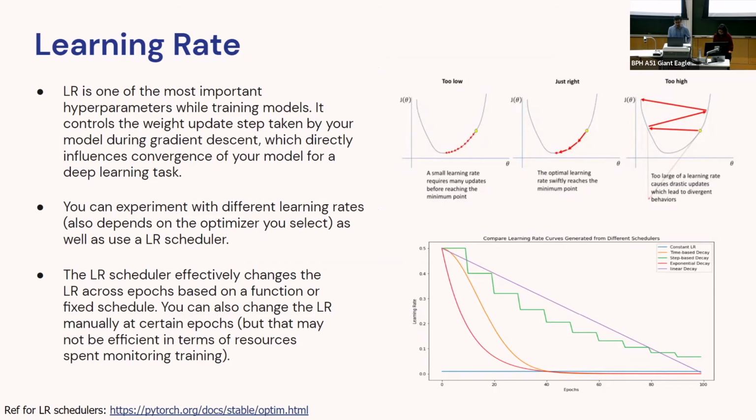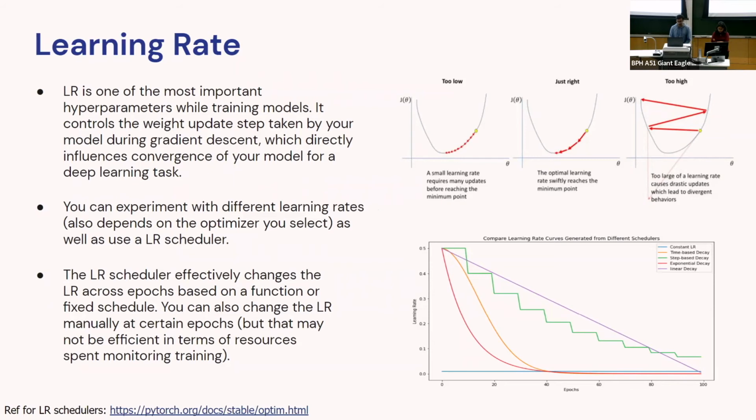Okay, so learning rate, as you might know, is one of the key things that you have to optimize when it comes to hyperparameters, because that's really what determines how your model converges. It controls the weight updates when you're doing gradient descent. So you're probably going to want to experiment with different learning rates and use a learning rate scheduler for your homeworks. The choice of your scheduler will heavily determine the rate at which your model converges, the rate at which your loss reduces.